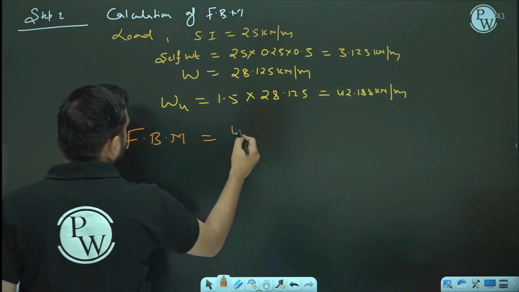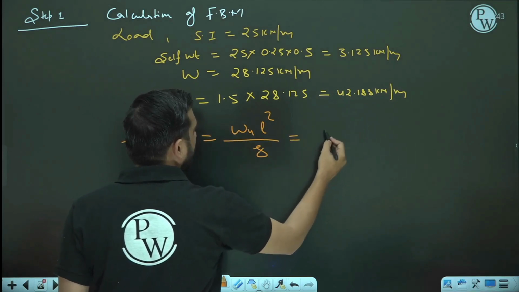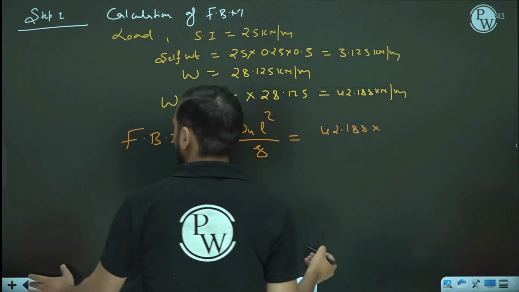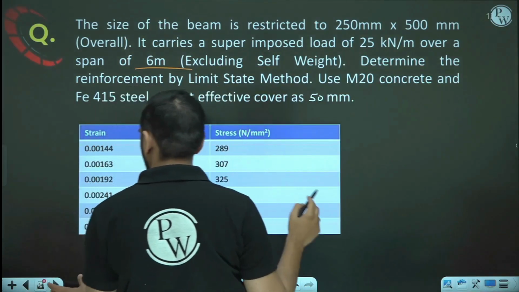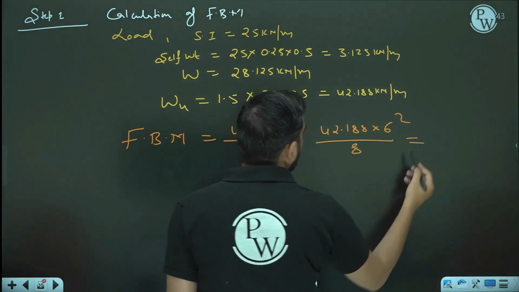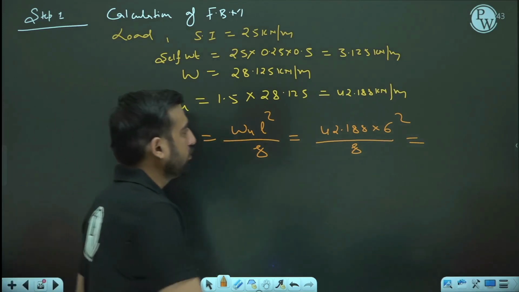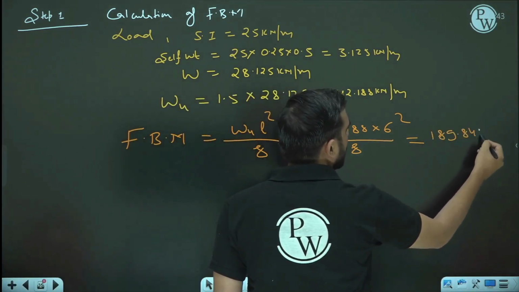Now if we calculate the factored bending moment, for the simply supported condition it is WU L square by 8. WU is 42.188 and the span is 6 meter, so 6 square by 8. In kilonewton meter, you will get 189.84.